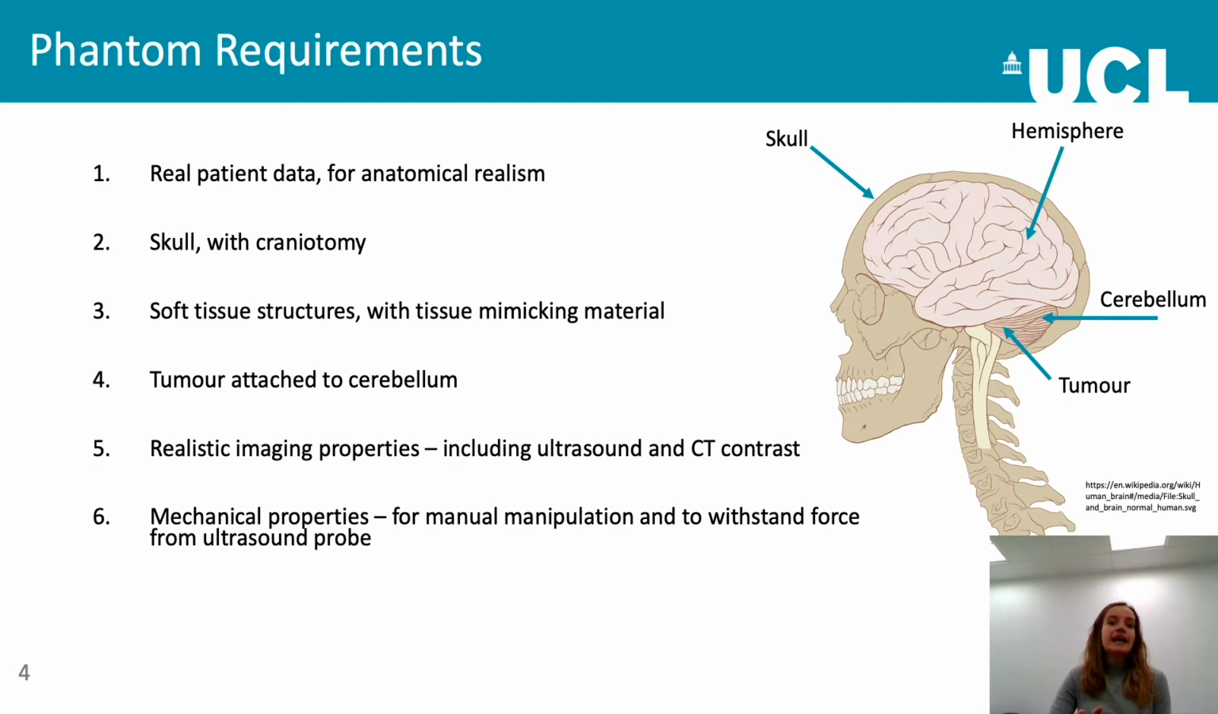Then it needed to have appropriate mechanical properties so that it could be manipulated in the same way that the brain is during surgery. And the phantom needed to be able to withstand the force from the ultrasound probe. So for the intraoperative ultrasound, a burr hole probe is used, which is a long, thin probe that can go in through the hole made from the craniotomy and make contact with the brain tissue. And whilst this isn't a really high pressure or anything, the phantom still needed to be strong enough to withstand that force without breaking.